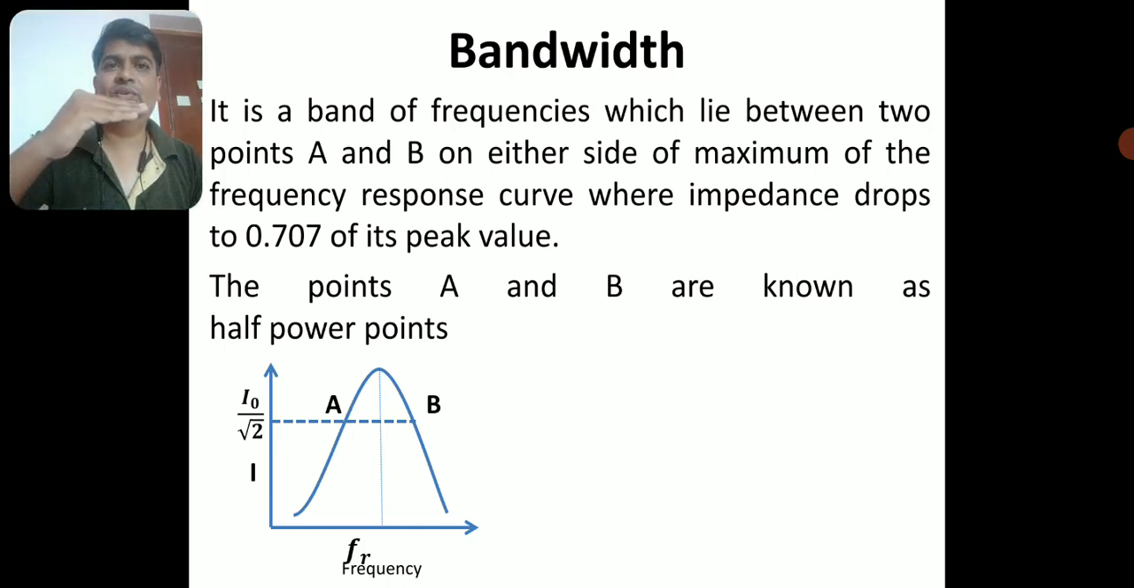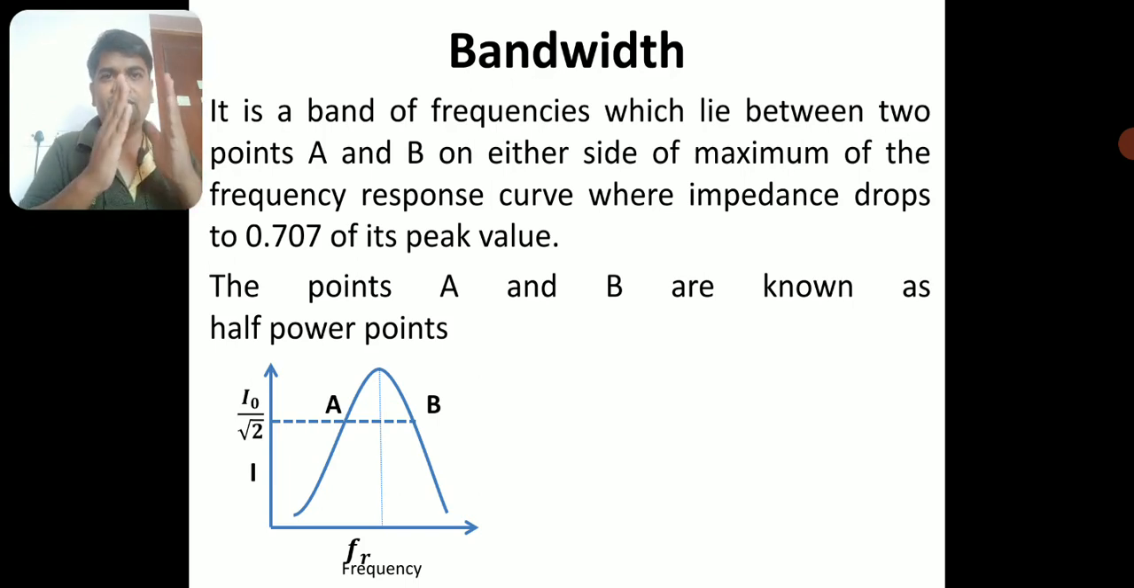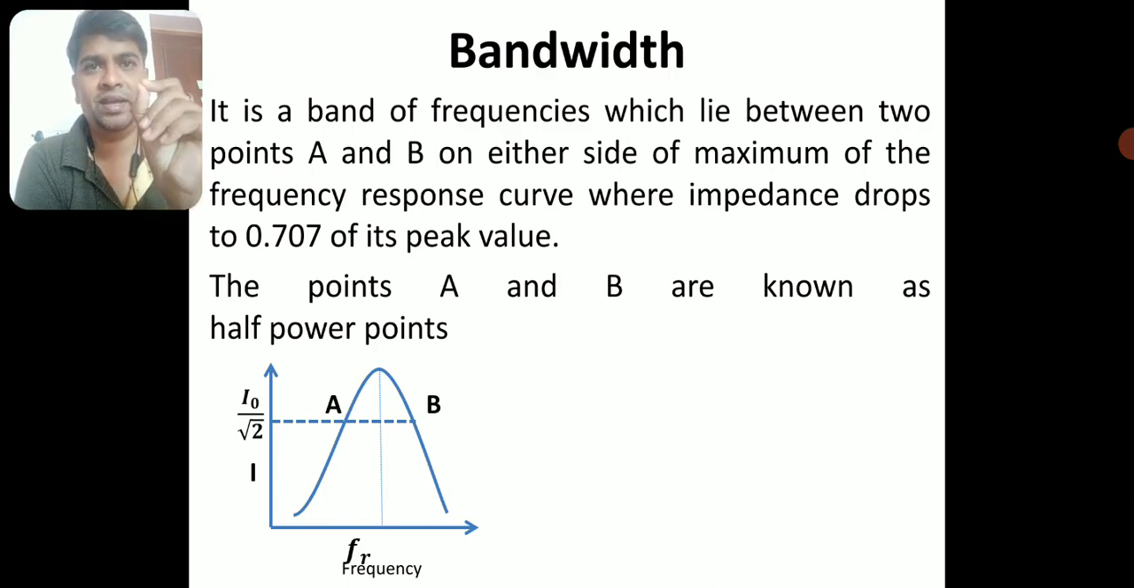For that value, you draw a horizontal line where it touches our resonance curve at 2 points A and B. Draw vertical lines from A and B and find the corresponding frequencies. Let us call them F1 and F2. F1 corresponds to point A and F2 to point B. If I take F2 minus F1, that is the bandwidth of this curve.